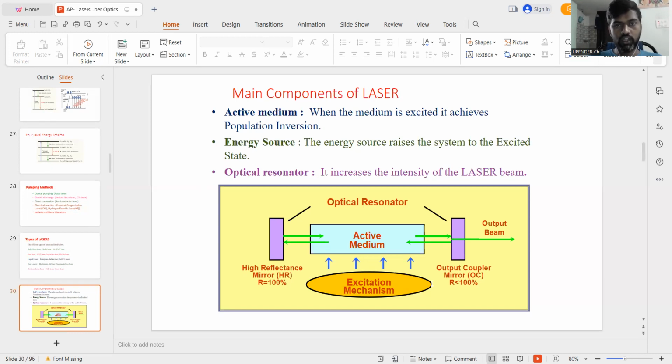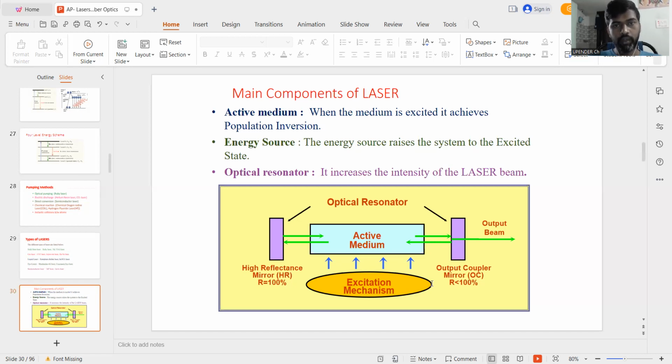Next one is the energy source. What is the energy source? The energy source raises the system to the excited state, which is nothing but a pumping source. They are pumping the energy to the active medium. Like the different pumping methods we discussed just now: optical pumping method, electrical discharge method, chemical reactions, inelastic collision between the atoms, direct conversion method. Different methods are there to send the energy to the active medium. That is what the energy source and pumping method are.